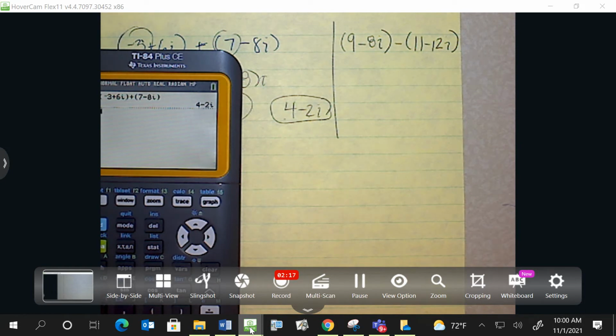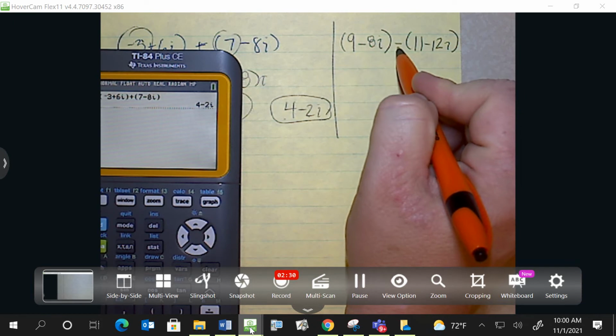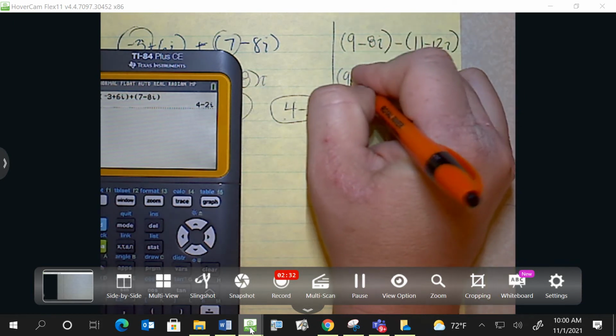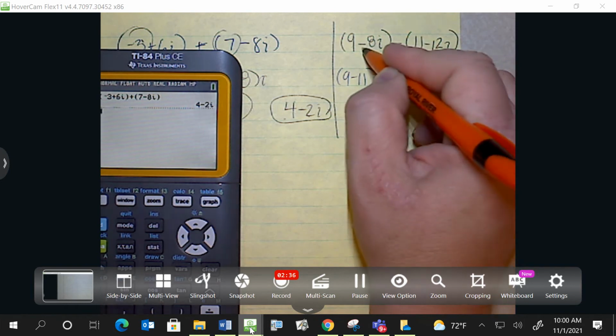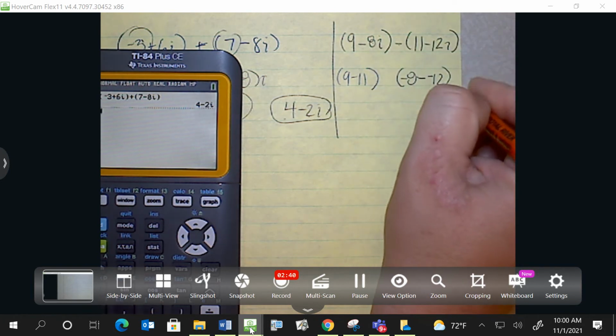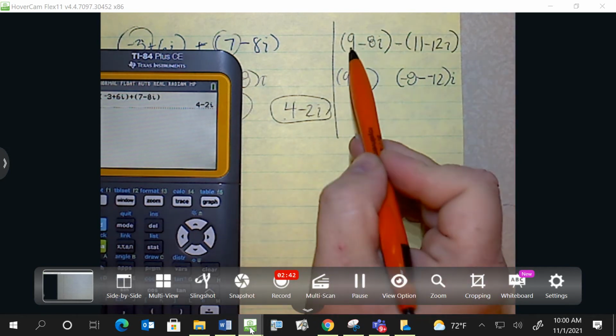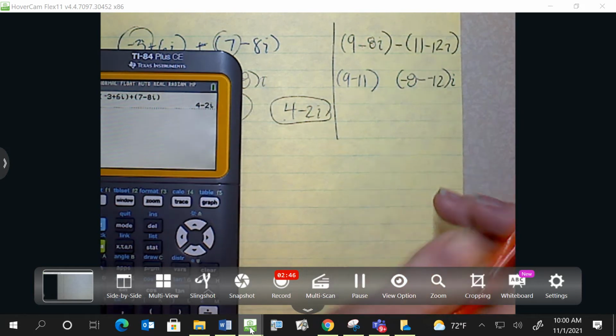Okay, so in this problem, this is the second example. I'm going to illustrate really what are we doing here. So in this problem, again, we're just combining like terms. So I'm starting with what's real, what does not have an i. So 9 subtract 11. Okay? The next is going to be the i's. Negative 8 subtract negative 12 with the i in back. Negative 8 subtract a negative 12. They both have i's in back.